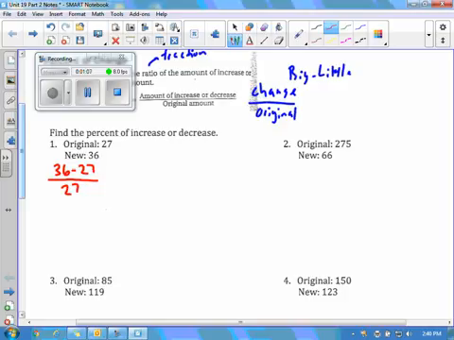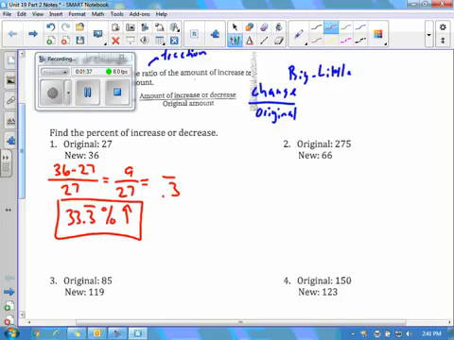When I work this out, 36 minus 27 is 9. So I have 9 over 27. I can divide that in my calculator, and I'll get 0.3 repeating. So when I turn that into a percent, that's 33.3%. 33.3 repeating percent. Now, I'm not done yet. I have to say whether it's an increase or a decrease. My original number went up to get to my new one, so I know that this is a 33.3 repeating percent increase. Okay, because my new amount was higher.